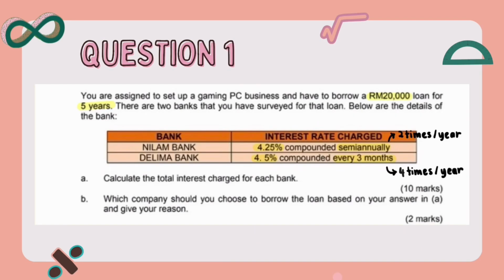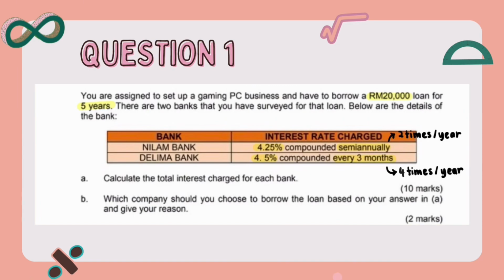Case study 1, 20 marks. So let's look at the question. You are assigned to set up a gaming PC business and have to borrow a 20,000 ringgit Malaysian loan for 5 years. There are two banks that you have to survey for that loan. Below are the details of the bank. So there are Nilam Bank and Delima Bank. So for question A, calculate the total interest charge for each bank, 10 marks.